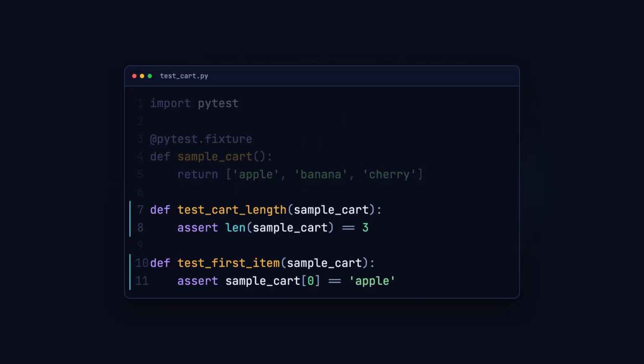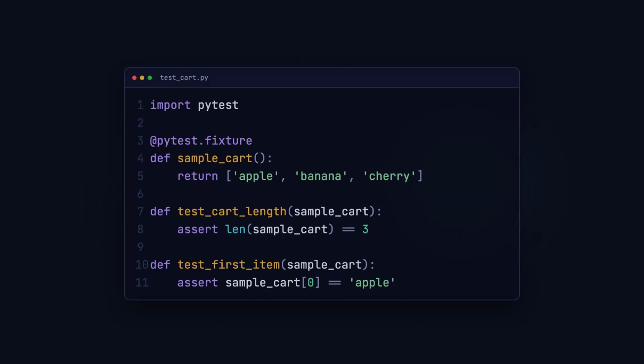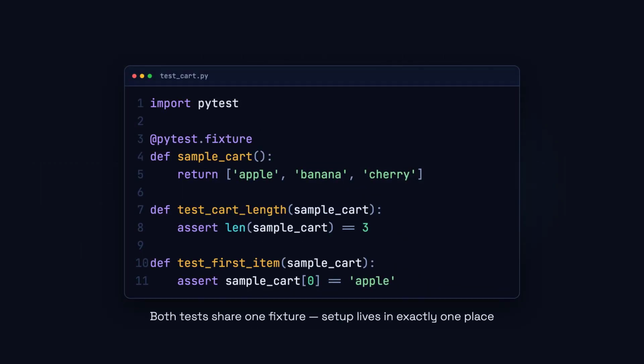To use the fixture, just write its name as a parameter in your test function. PyTest sees the name, calls the fixture for you and passes the returned value, and no manual call is needed. Notice that both test functions receive sampleCart without any duplicated setup code. If the cart contents ever change, you update only the fixture and every test stays correct automatically.